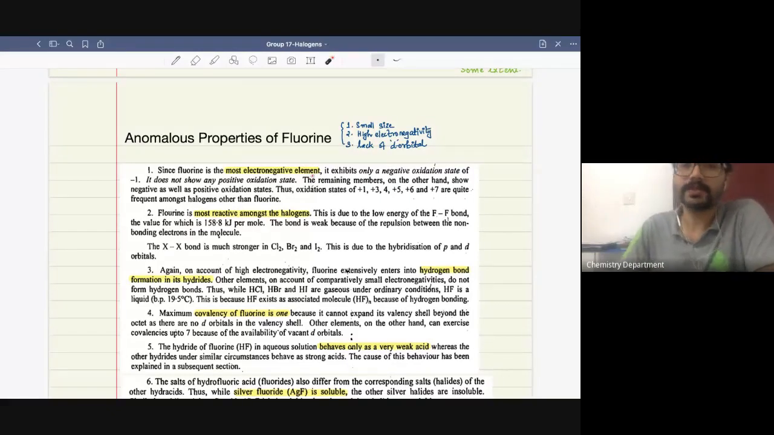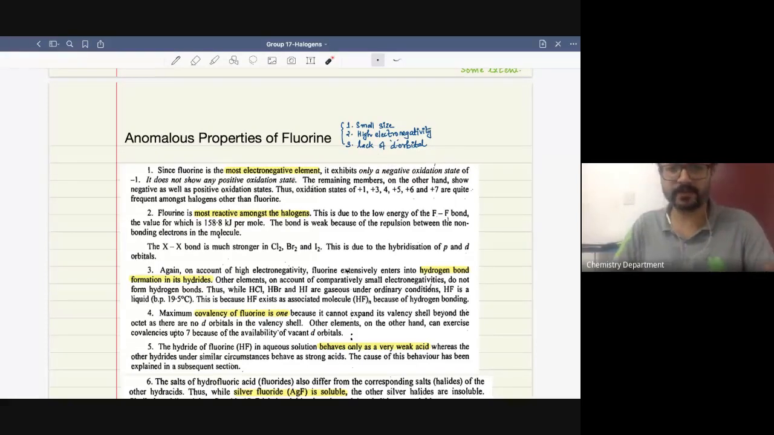Okay, so coming to the anomalous properties of fluorine. As we discussed in every group, the anomalous properties that the first element shows are basically because of the small size, the high electronegativity value, as well as the lack of d orbitals. These are the three basic reasons why the first element of each group shows anomalous properties.